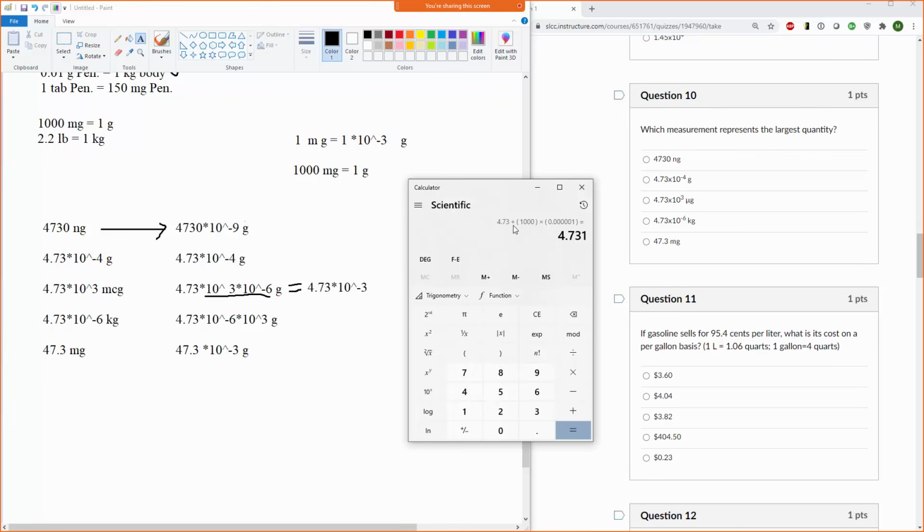Okay, let's try this again, but this time I'm going to multiply instead of add that to 1,000. I would have missed this problem on the exam because I am not paying close enough attention. 4.73 multiplied by 1 times 10 to the third multiplied by 1 times 10 to the negative 6th, close those parentheses, equals, there we go, 4.73 times 10 to the negative third. Is that what we got?